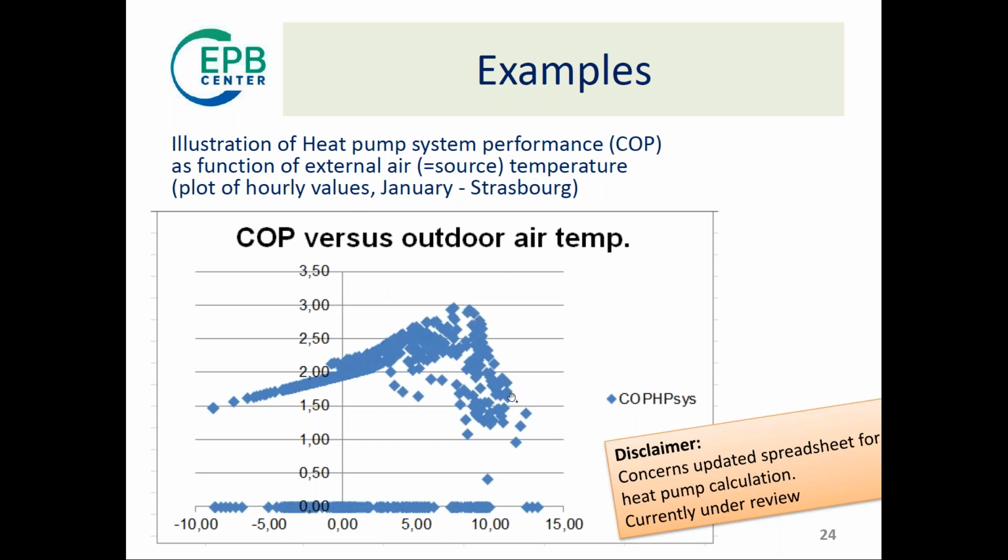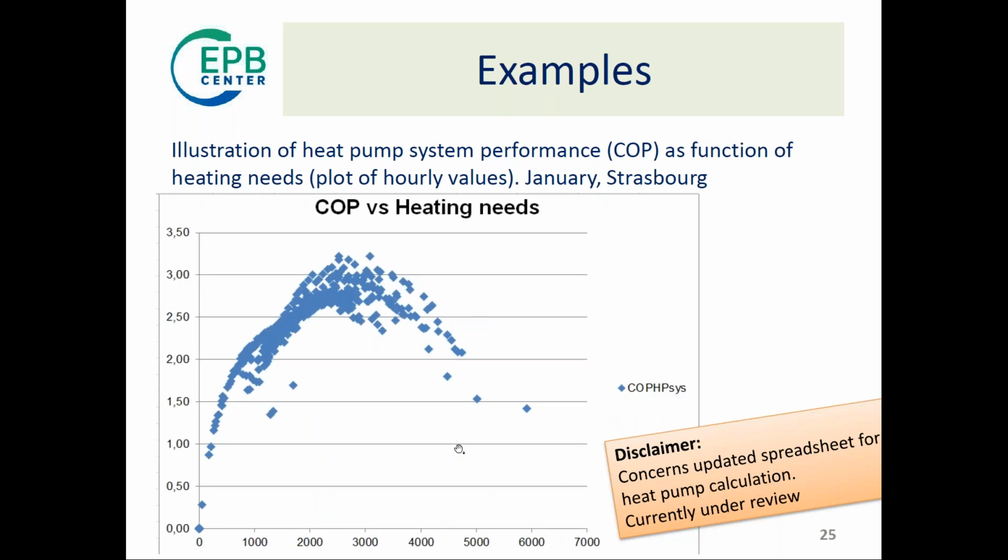Here also at the high temperatures you see a drop in the performance. That's probably better explained in the next plot, because here you have the performance of the heat pump plotted against the heating needs, and you see here that the COP drops at the higher energy needs, and that's because the source temperature is increased.